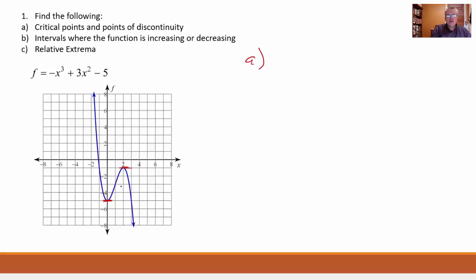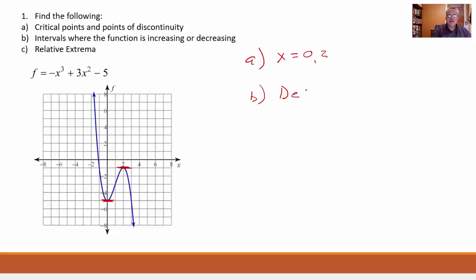A critical point is where the first derivative is 0. We see we have a critical point right here, and we also have a critical point right there. Those are two places where the tangent line is horizontal, and the first derivative would be 0. So we can say at x equals 0 and x equals 2. It could also be at a place where the derivative is undefined, but there's no such place in this graph.